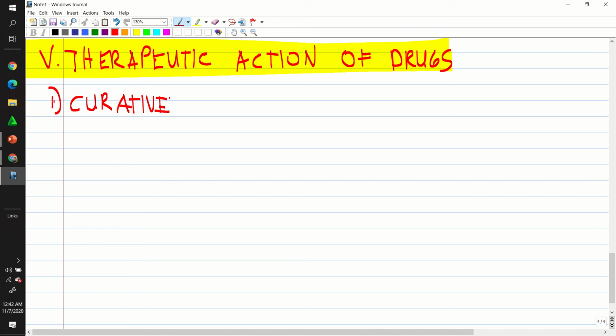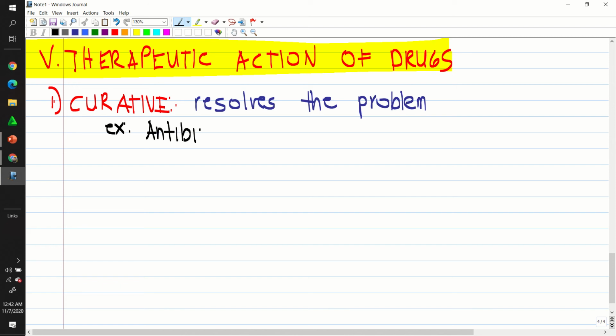We have your curative. Obviously, curative, it will cure the problem. It resolves the problem. A good example of your curative, we have your antibiotic for infection. It will cure, it will resolve the problem.